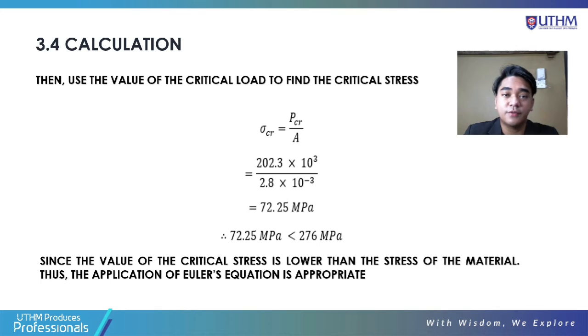Then we use the value of the critical load to find the value of the critical stress. The critical stress can be obtained by dividing the critical load by the area of the column. So the critical stress for this project is 72.25 megapascal. Since the critical stress is lower than the yield stress of the material, the application of the Euler equation is appropriate. As you can see here, 72.25 megapascal is lower than sigma y, the yield stress of the material, 276 megapascal.